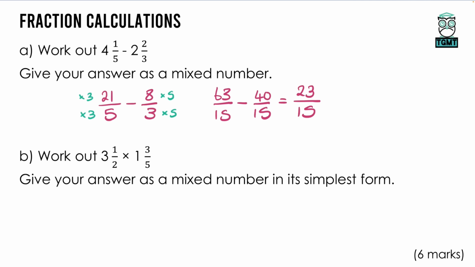And then reading the question, it says give your answer as a mixed number. So 15 goes into 23 once, and there is a remainder of 8. So 8 over 15 left over.